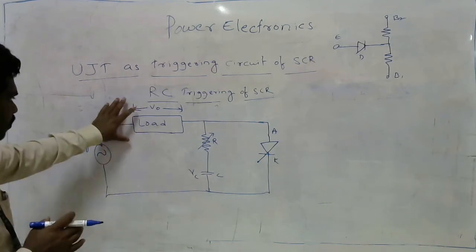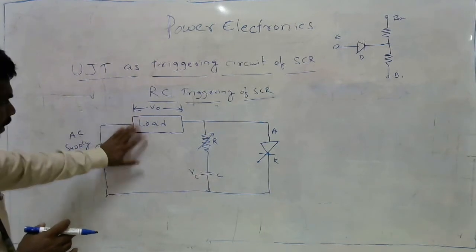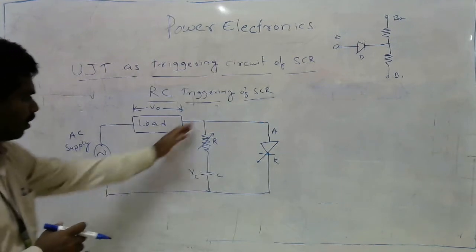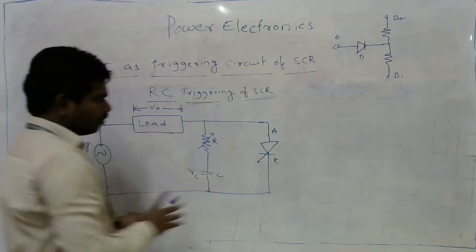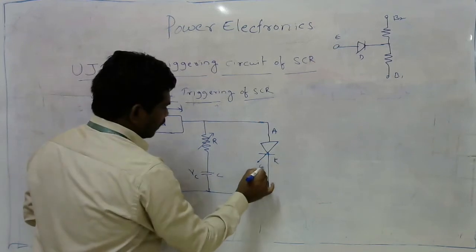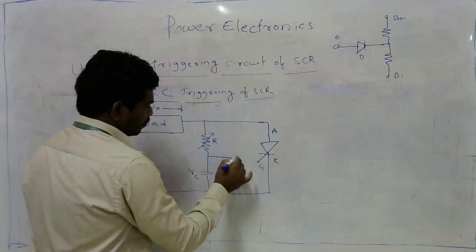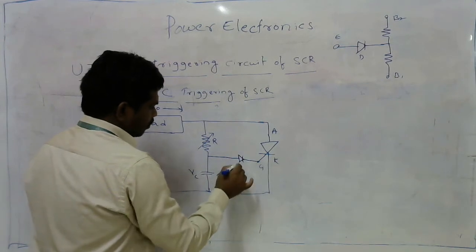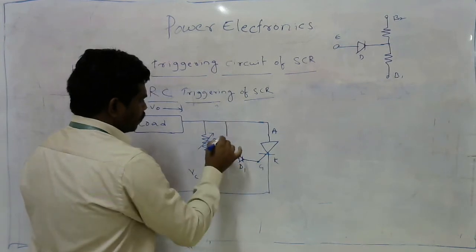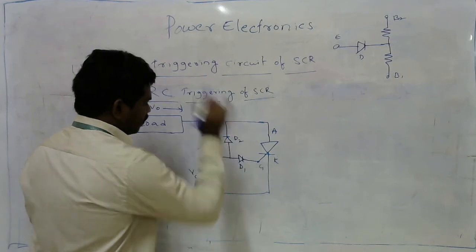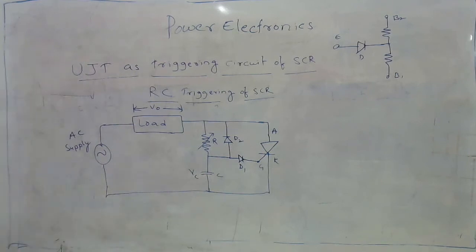First I draw the load, then I connect either side of the load to the AC supply, then the RC circuit. In parallel I take one SCR. Then this is my gate terminal, the SCR gate terminal. Then I connect like this. This is one diode, I can call it D1, and there is one biasing diode here, D. This is the circuit we call half wave RC triggering of SCR.